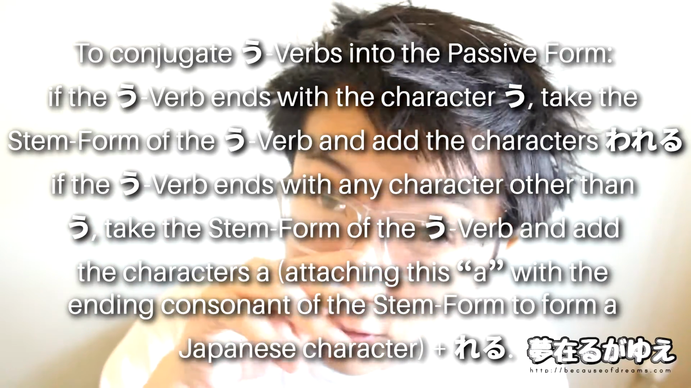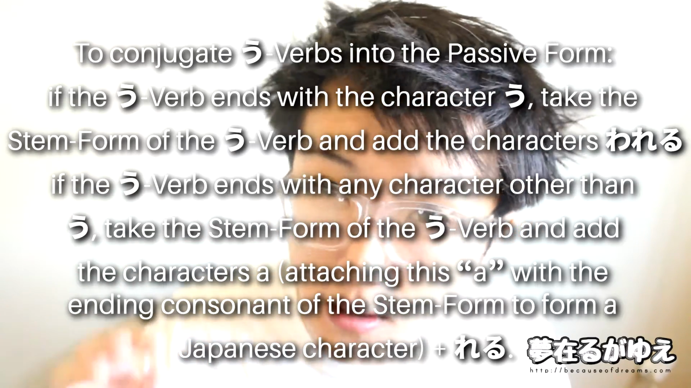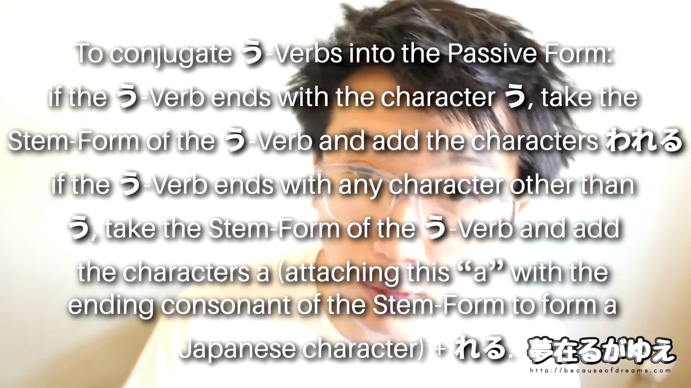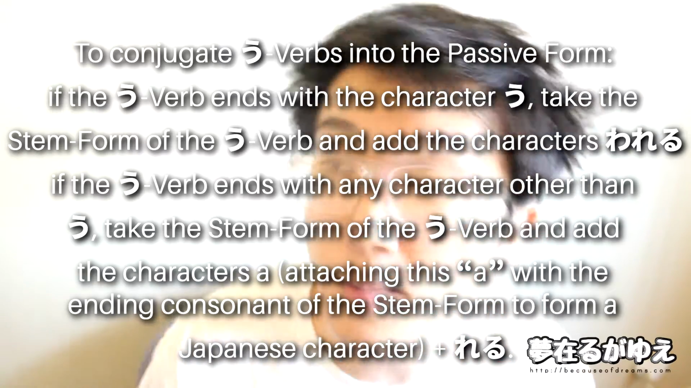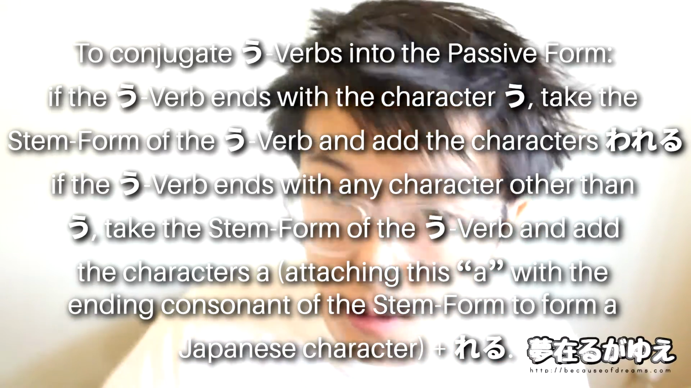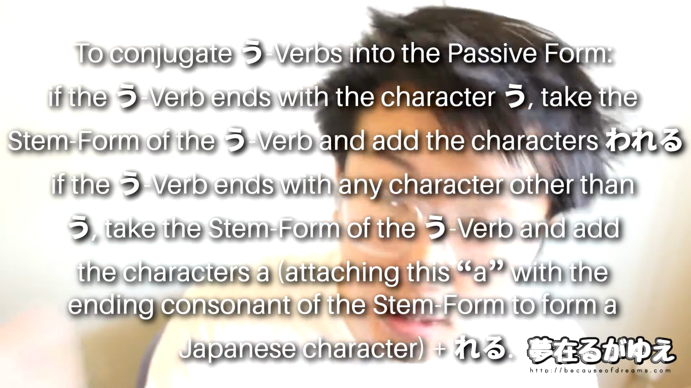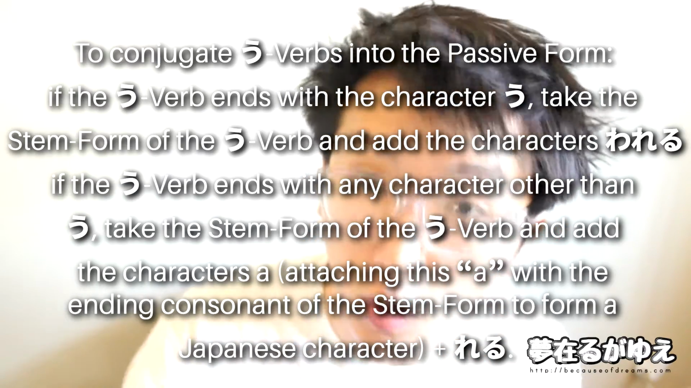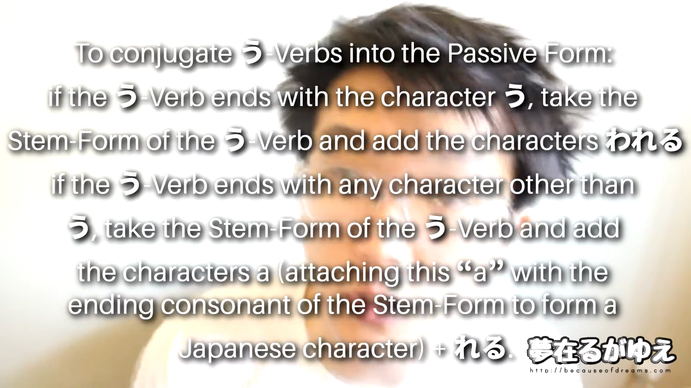So we're going to first cover the ones that actually do end with the character u, and in order to conjugate those into their passive form, we're going to technically do the same thing as ru-verbs. We're going to take what we call the stem form of the verb, and put a number of characters after it to change it into its passive form. So we take the stem form of the u-verbs that end in u, we drop the final u at the end, and we add the characters wareru, and this is going to be the character wa, the character re, and the character ru, so wareru.